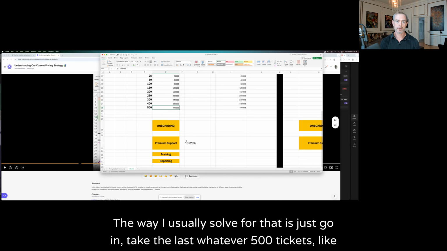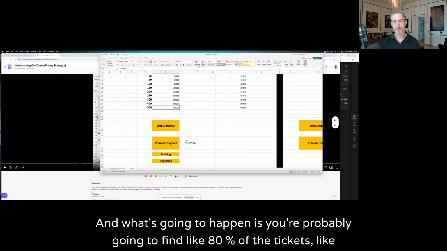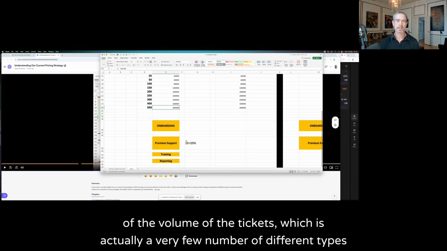The way I usually solve for that is just go in, take the last 500 tickets, a relatively large chunk, and then try sorting them. What's going to happen is you're probably going to find that 80% of the volume of the tickets is actually a very small number of different types of tickets.